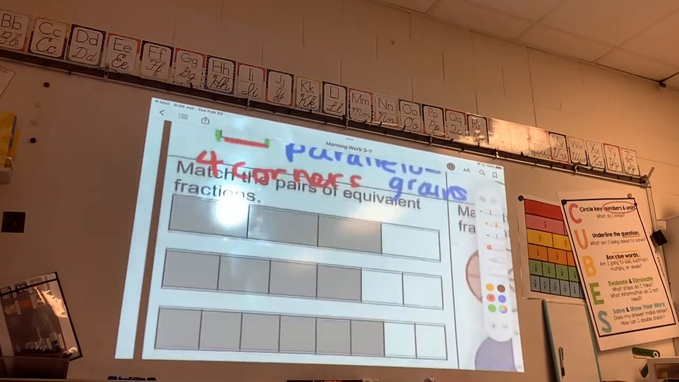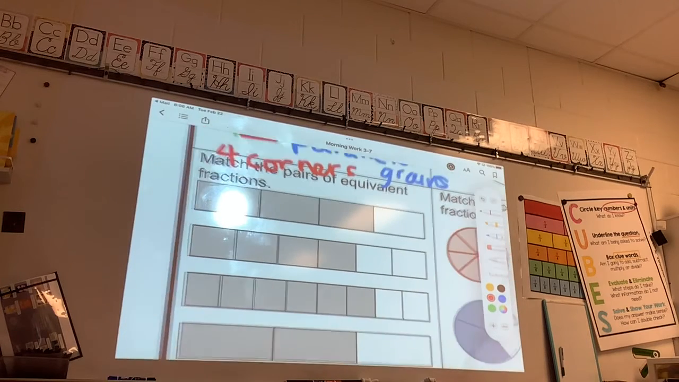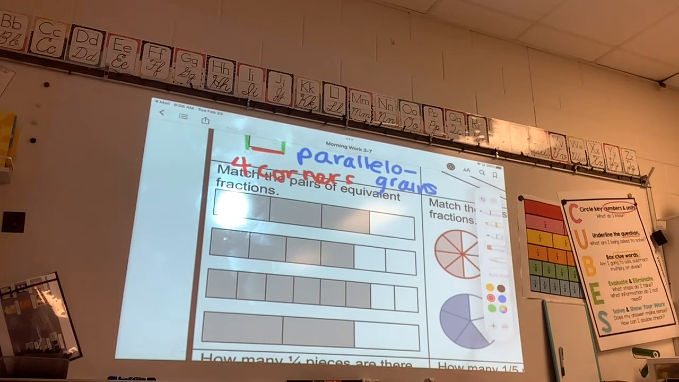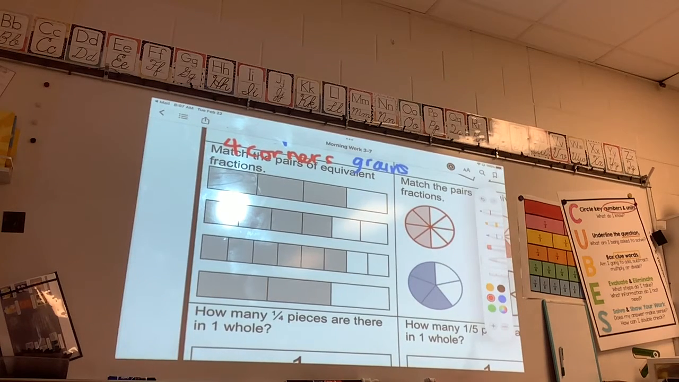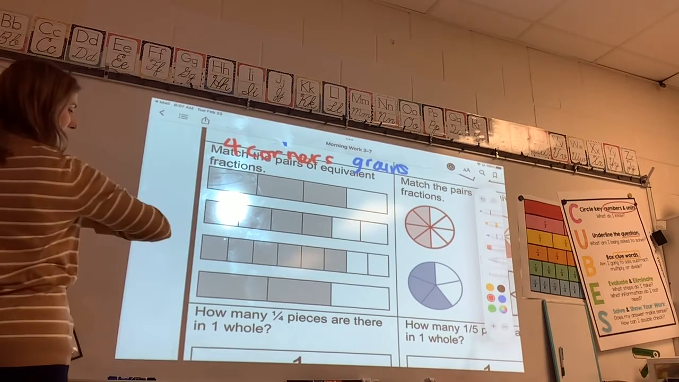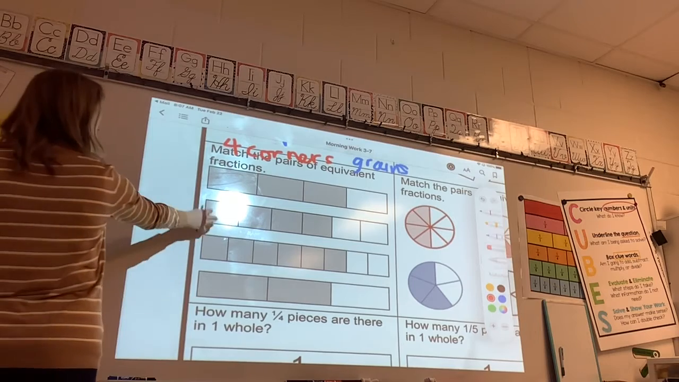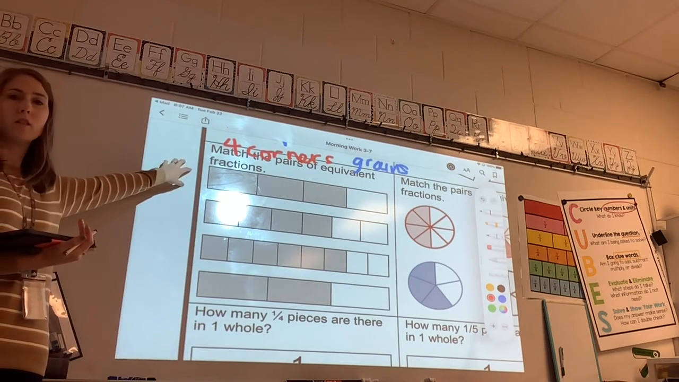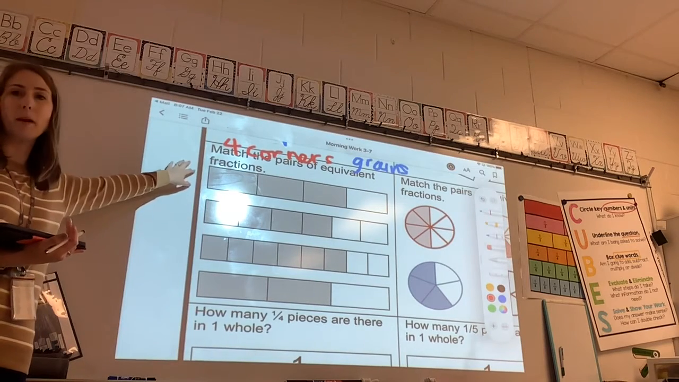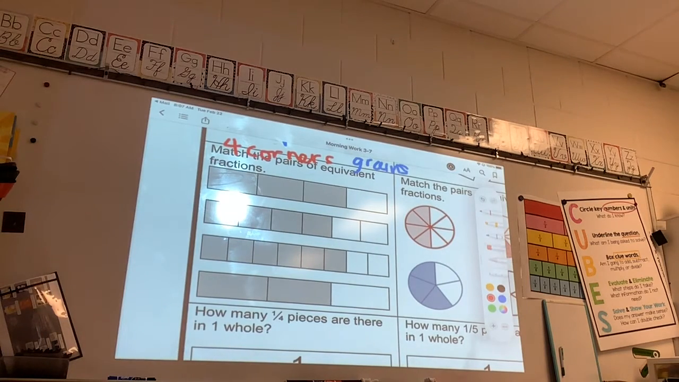Okay. Match the pairs of equivalent fractions. Which ones are equivalent? What do you think, Tate? Emmaus? Go ahead. Are you talking about the squares or the circle? The rectangles. What is this fraction to start with? How do we label this, everybody? 3/4. 3/4. So I'm going to write that here.